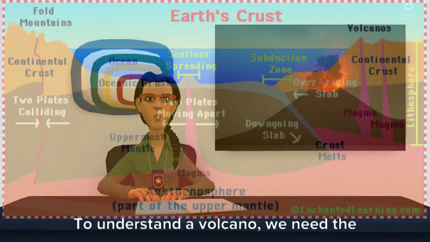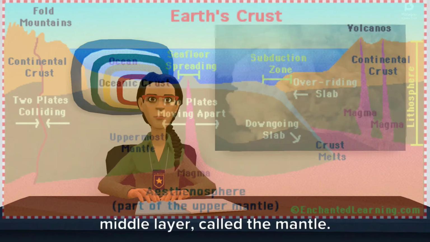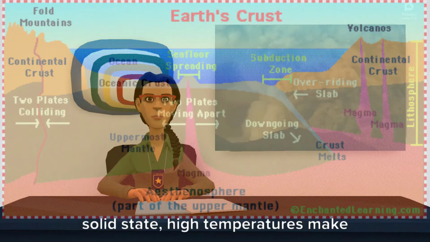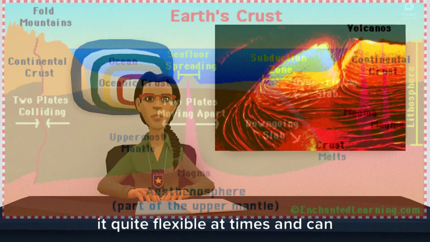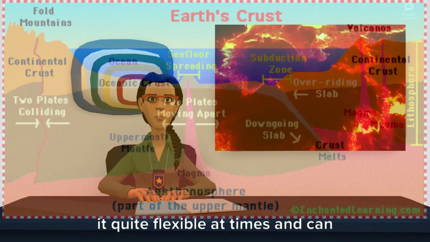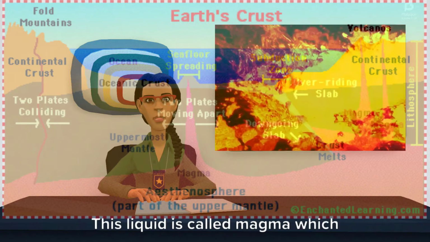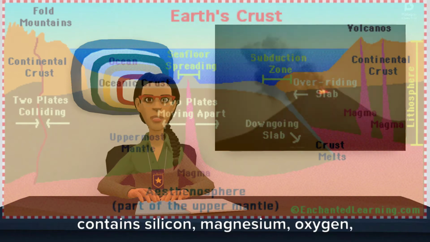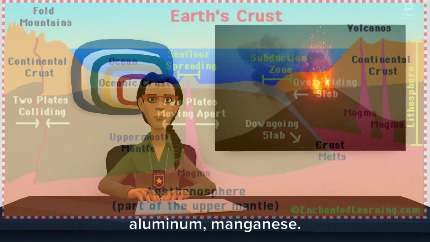To understand a volcano, we need the middle layer, called the mantle. Although the ground cover is in a solid state, high temperatures make it quite flexible at times and it can flow almost like a liquid. This liquid is called magma, which contains silicon, magnesium, oxygen, aluminum, manganese.